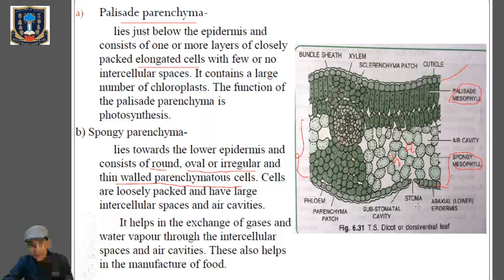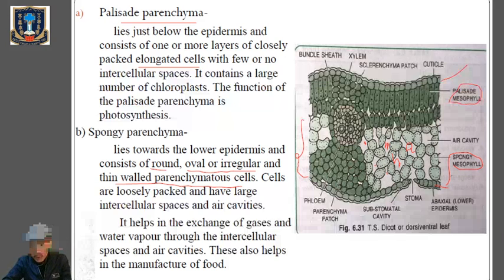Okay, so what we can see over here is that stomata will help in the exchange of gases. Since it is present in the lower epidermis, here also we can say that the spongy parenchyma will help in the exchange of gases and water vapor through the intercellular spaces and the air cavity. That means through the spaces and the air cavities there will be exchange of gases and water vapor by the help of spongy mesophyll cells. Okay, and this spongy parenchyma will also help in the manufacture of food. So don't get confused. Mesophyll cells are divided into two types: palisade mesophyll and the spongy mesophyll.